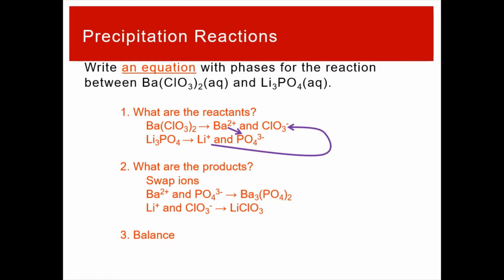After that, I want to balance, and I need to add my phases. When I'm dealing with phases, I know that in general, I'm given them for my reactants here. They're both aqueous. For the products, determining the phases is based around solubility. Soluble things stay aqueous. Insoluble things turn into solids. So that's the setup. Let's actually work it out, see how it goes.